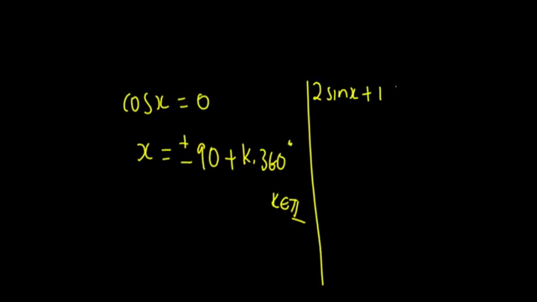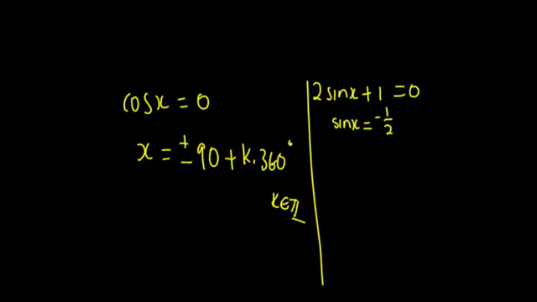Then we've got the other part, 2 sine x plus 1 is equal to 0. We first have to get the sine x by itself, so we take the 1 over to the right-hand side, and we divide by 2. So I get sine x is equal to negative a half, because I took the 1 over and divided by 2.